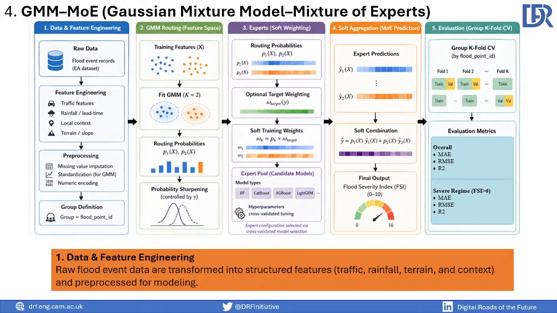Initially, we used different basic machine learning models to do the prediction. We found that random forest is powerful for predicting the non-severe flood events, but CatBoost has strengths in predicting the severe flood events.